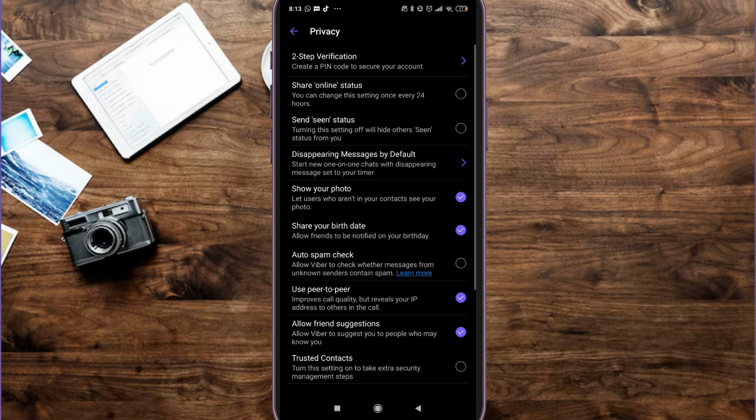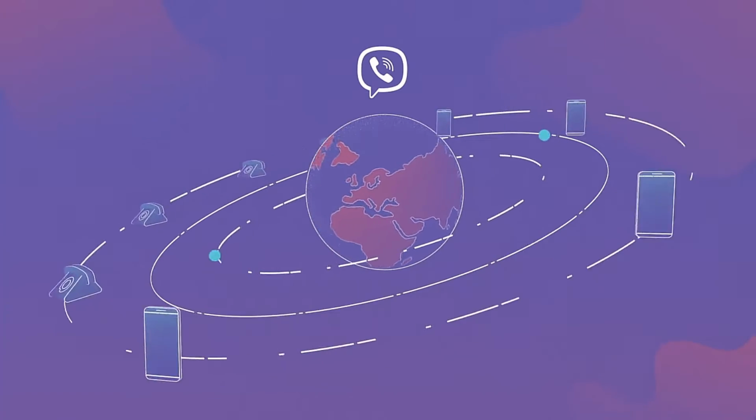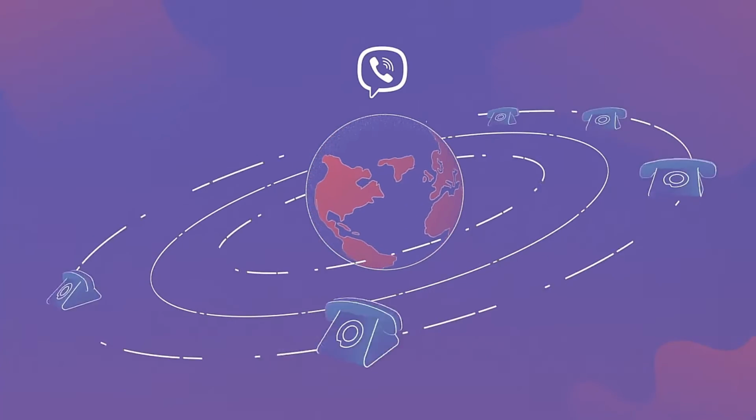This option will be enabled by default. Tap on the corresponding tick mark to disable the setting. And there you go! Other contacts will now no longer be able to check if you've seen their messages or not.